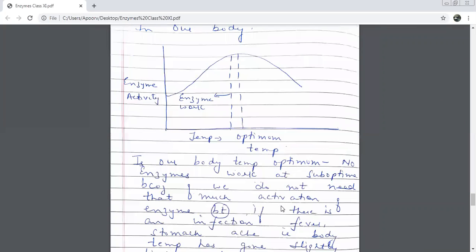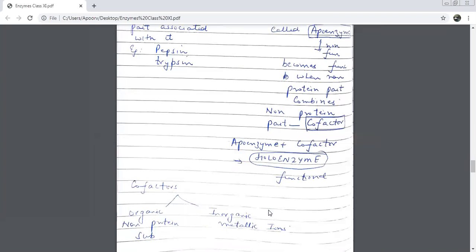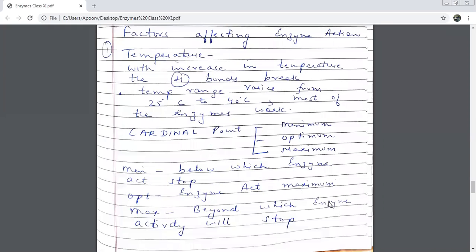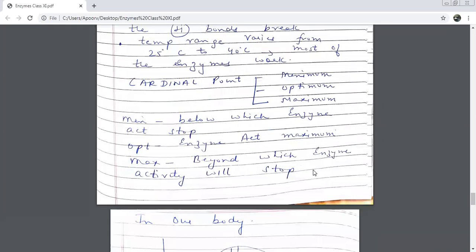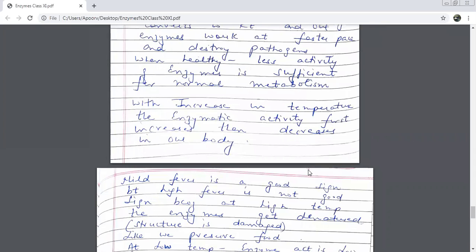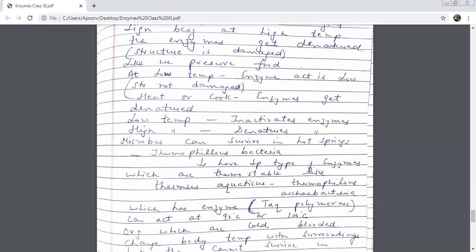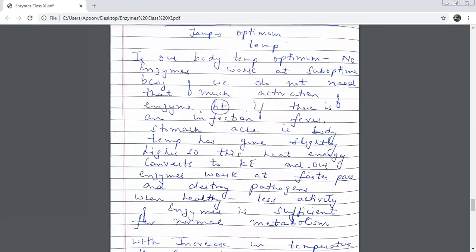The first factor, second is pH. I'll be taking up tomorrow. The first and the most important factor which affects the enzyme activity is what? Temperature. Whenever temperature rises, which bonds are broken down? Hydrogen bonds.